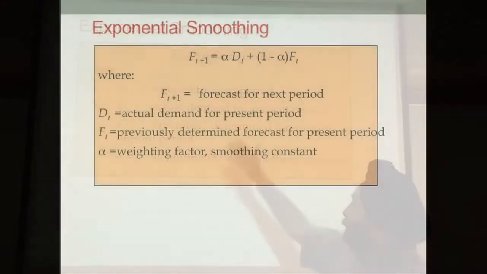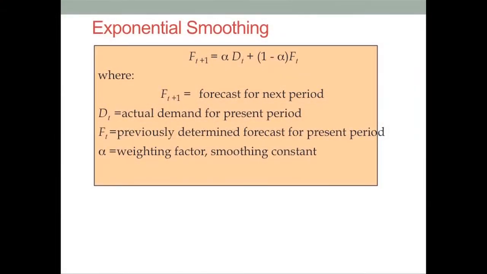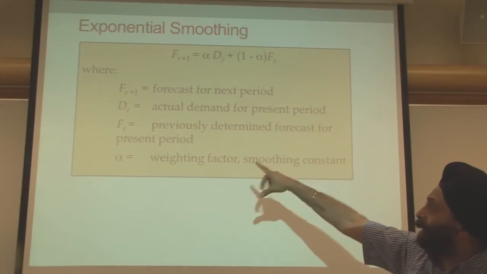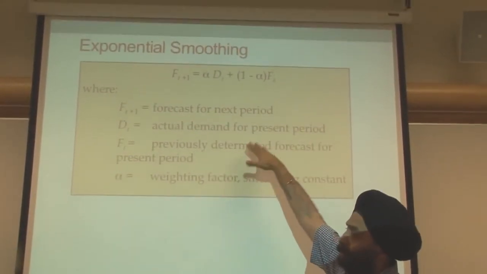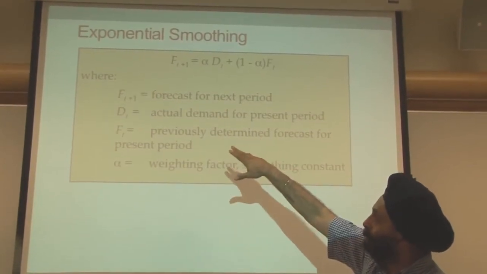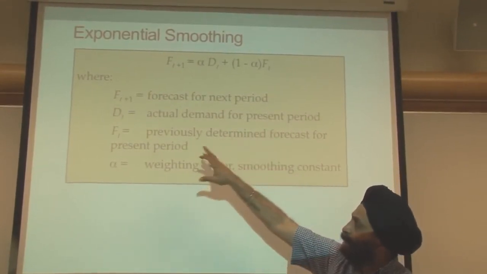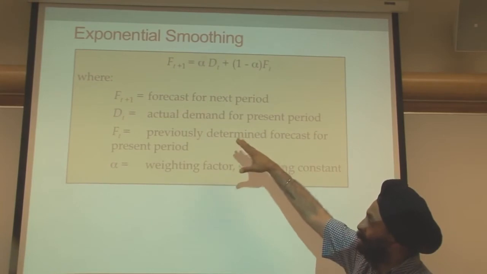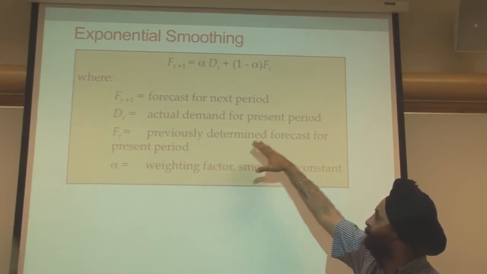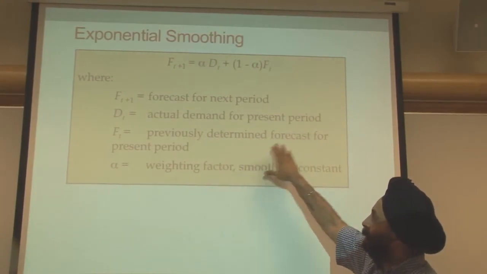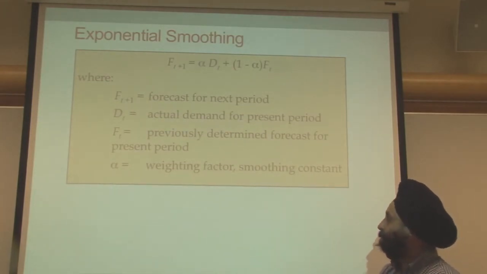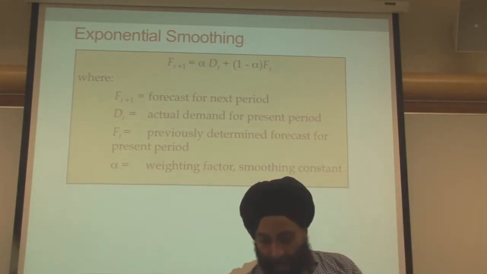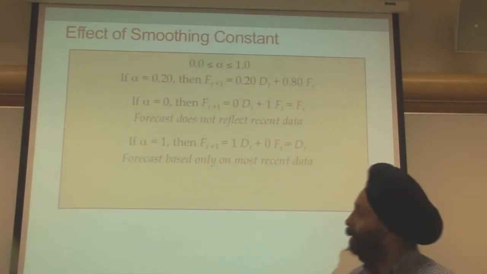So given this, that's the formula: ft plus 1 is alpha dt plus 1 minus alpha ft. And in this case, all the taxonomy of what that means is given to you. ft plus 1 is the forecast of the next period. dt and ft are the actual demand of the present period and the previously determined forecast of the present period. And alpha, as I mentioned earlier, is the weighting factor, the constant. So here, let's look at an example.